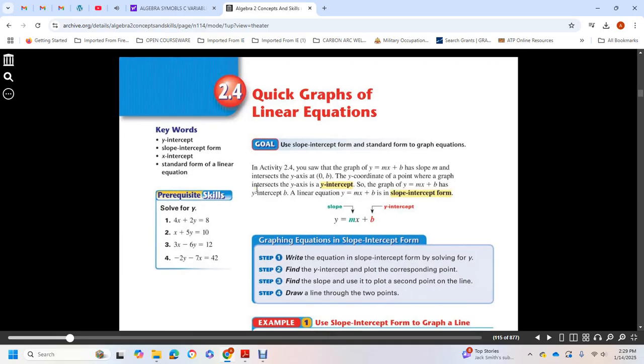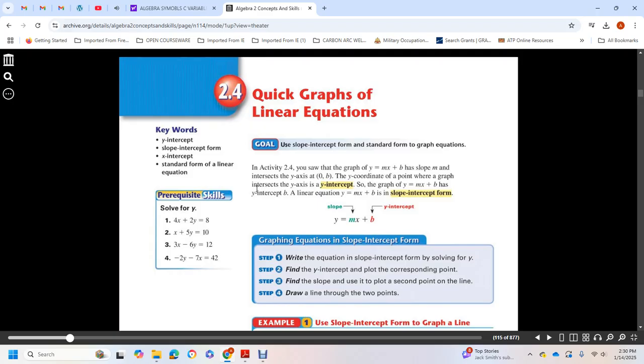2.4 Quick Graph of Linear Equations. Goal: use slope-intercept form and standard form to graph equations. You saw that for the graph y = mx + b, the slope is m, and the intercept on the y-axis is where x is equal to 0, which gives you b. The y-coordinate of the point where a graph intersects the y-axis is the y-intercept. So the graph y = mx + b has a y-intercept, and the y-intercept is b.